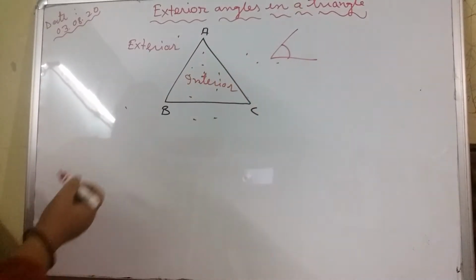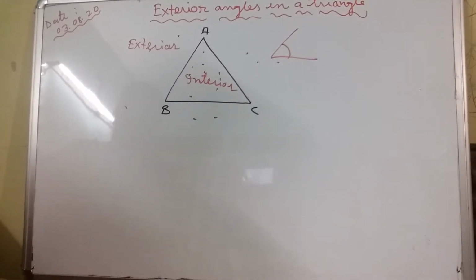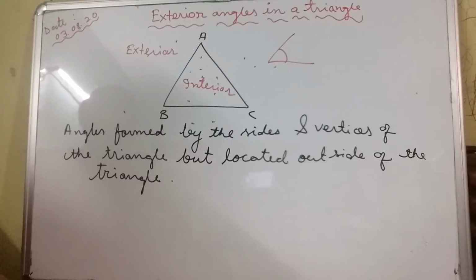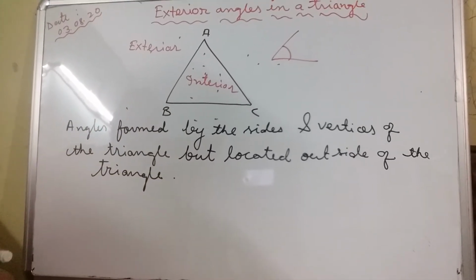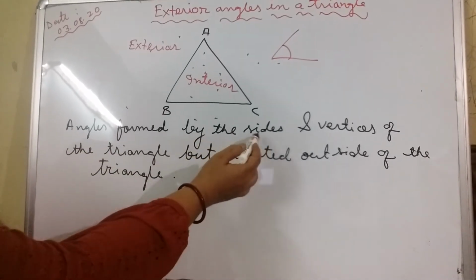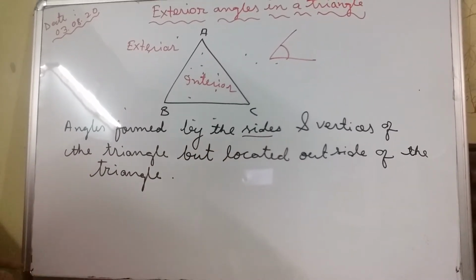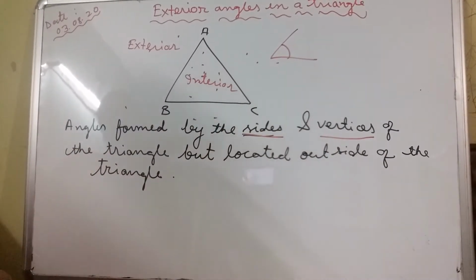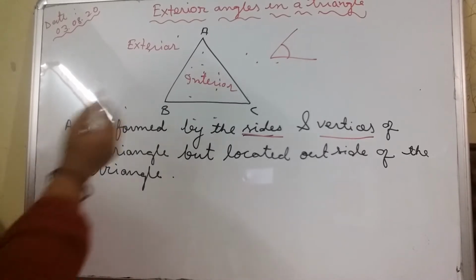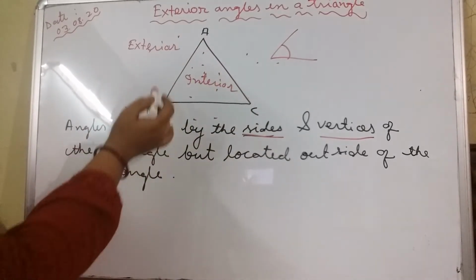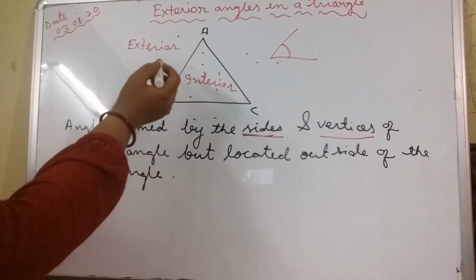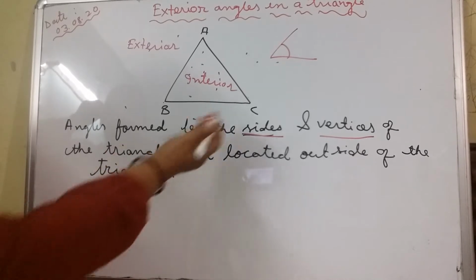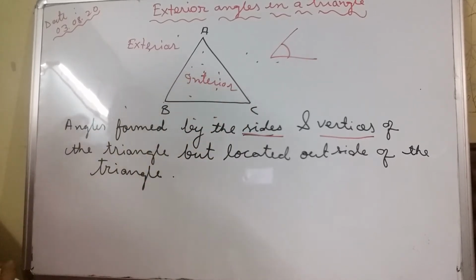Okay, so let's define what is an exterior angle. Exterior angles are formed by the sides and vertices of the triangle. That means exterior angle should have this vertices of this triangle. How many vertices that triangle is having? 3. So that exterior angle should include one of its vertices and its side.